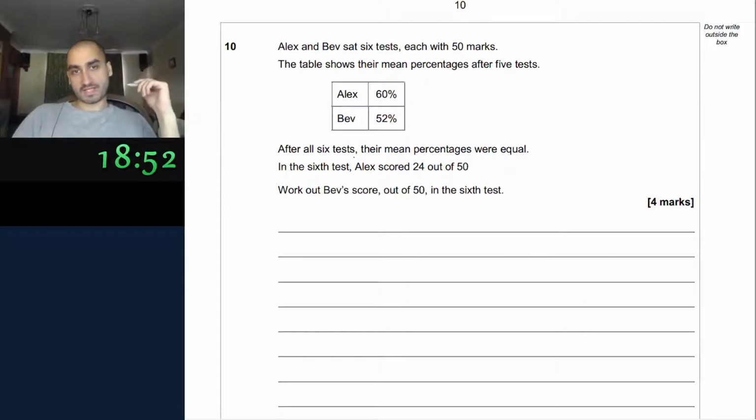Alright, Alex and Bev sat 6 tests, each with 50 marks. The table shows their mean percentages after 5 tests. After all 6 tests, their mean percentages were equal. In the 6th test, Alex scored 24 out of 50. Work out Bev's score out of 50.